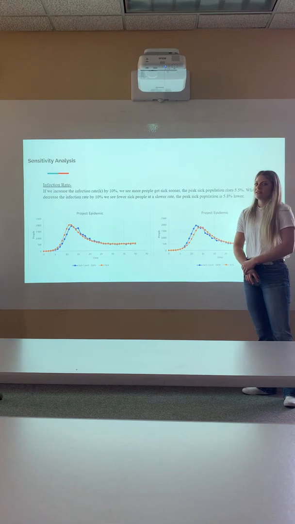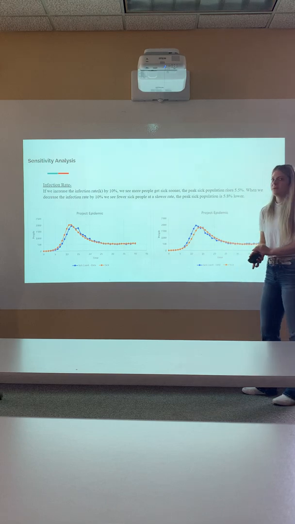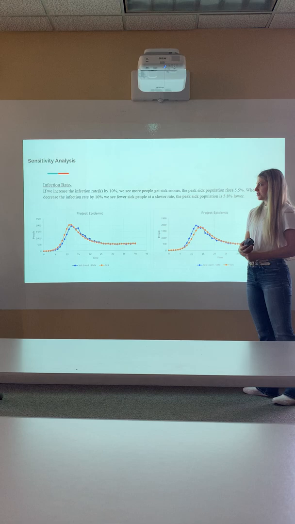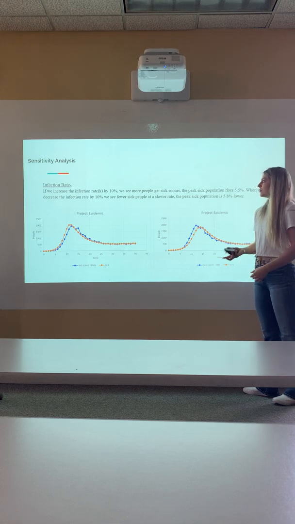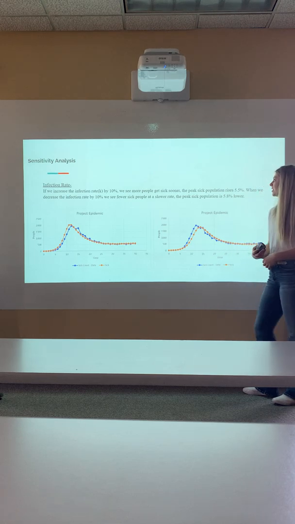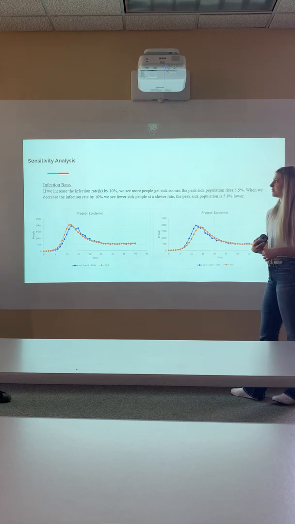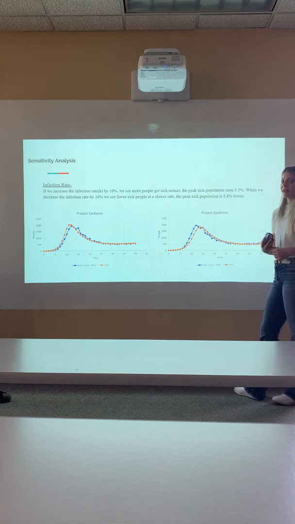This is a start to our sensitivity analysis. First, we are comparing infection rate. When we increase the infection rate by 10%, we see more people getting sick sooner, and the peak sick population rises 5.5%. When we decrease the infection rate by 10%, we see fewer sick people at a slower rate, and the peak sick population is 5.8% lower.